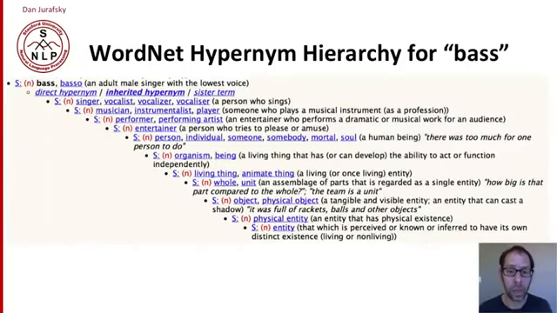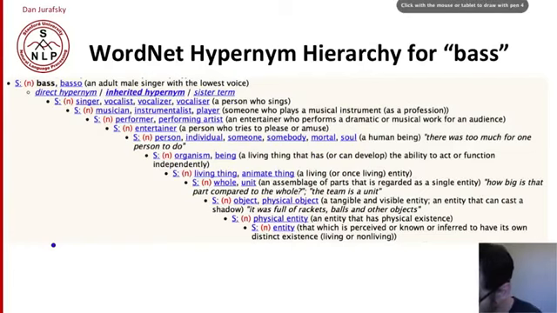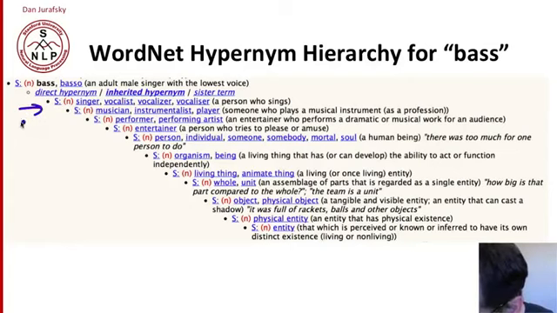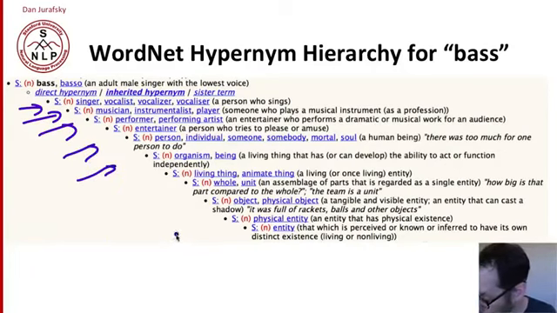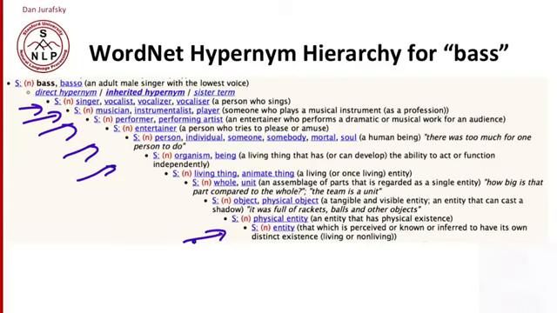Now here's the WordNet hypernym hierarchy for bass. This is one sense of bass, an adult male singer with the lowest voice. And you see that a bass is a kind of singer, which is a kind of musician, which is a kind of performer, a kind of person, a kind of organism, all the way up to physical entity and entity. So the hypernym hierarchy goes all the way to the top.